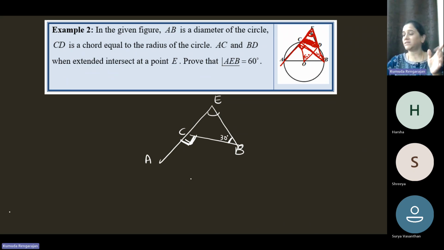The most important thing is the construction. Join OC, OD, and BC. Only then can you see these triangles and know the angles. Only when you join BC can you make out the angle made by the diameter, because A to C is already connected. B to C you have to connect.